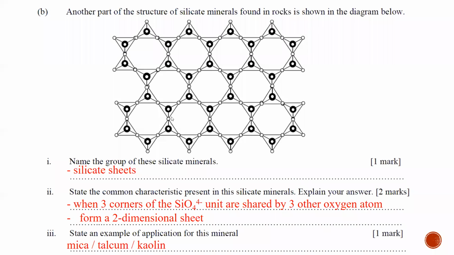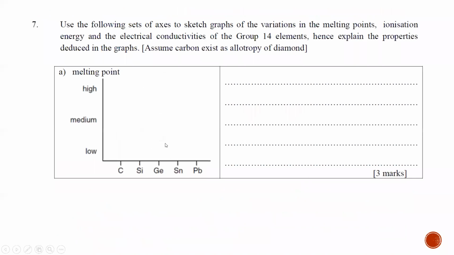So immediately we move to question number 7. Using the following set of axes, sketch the graph of the variation in melting point, ionization energy, and electrical conductivity, hence explain its properties as deduced in the graph. So we are going to assume that carbon is the allotrope of diamond. Okay, so in terms of melting point, how should the graph look? So the graph looks high and then decreases from silicon to germanium, and then tin, and then lead has a slightly higher melting point.